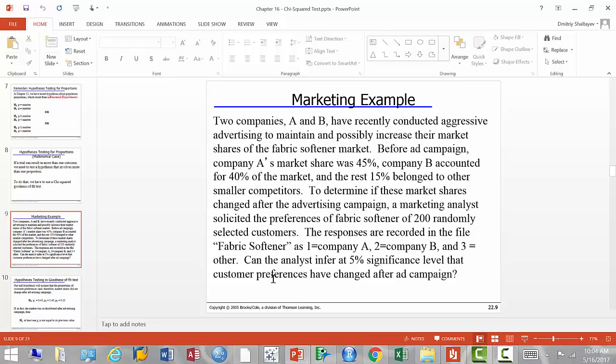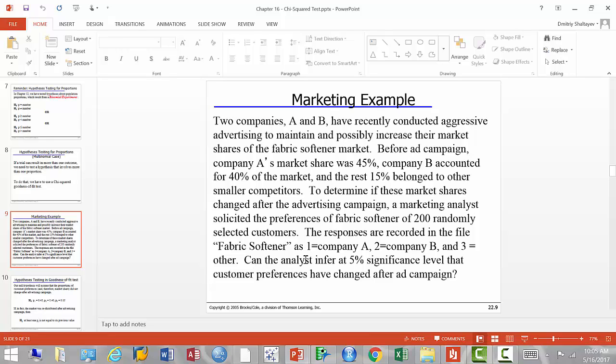Well, we have to ask people what their preference is, right? So they pick 200 respondents, 200 people randomly, and every person out of this 200 sample was asked, which fabric softener do you prefer now? If the response was company A, we record that as 1. If the response was company B, we record that as 2. And if they said, I don't like A or B, I'm using something else, a smaller company, then we record that down as 3.